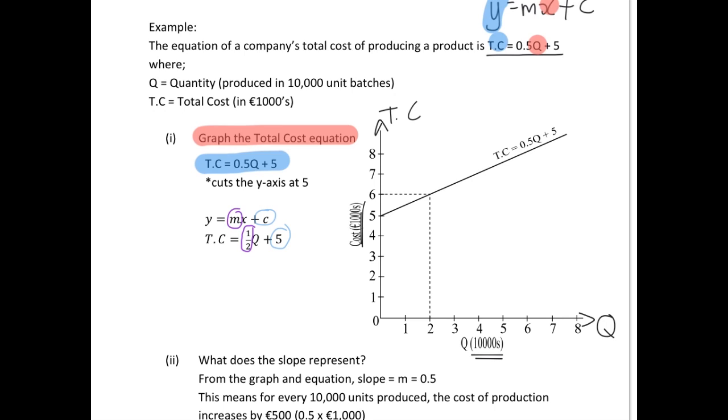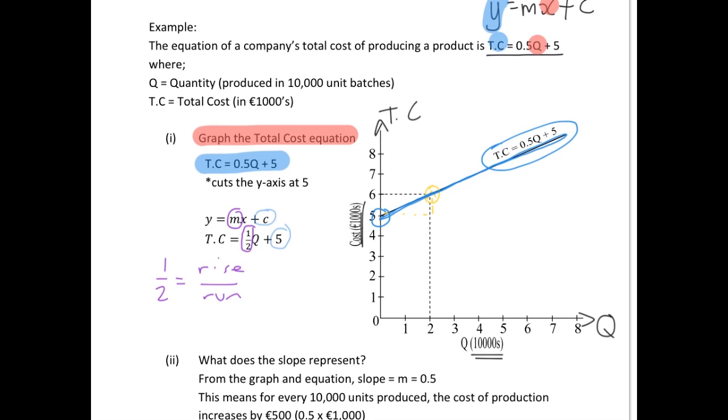So we know it cuts the axis at 5, and we know our slope is a half, so a half is our rise over our run, which means that we're going to go across 2 from 5 and up 1 to get our second point on our line, and then we can draw in our straight line and label it with our equation TC equals 0.5Q plus 5.